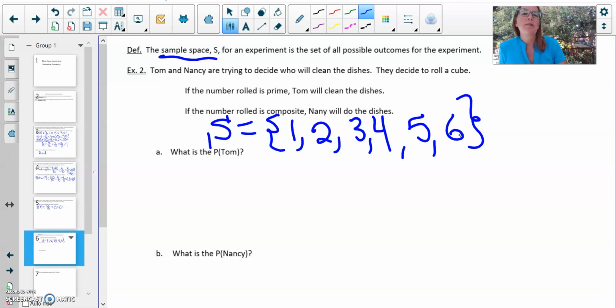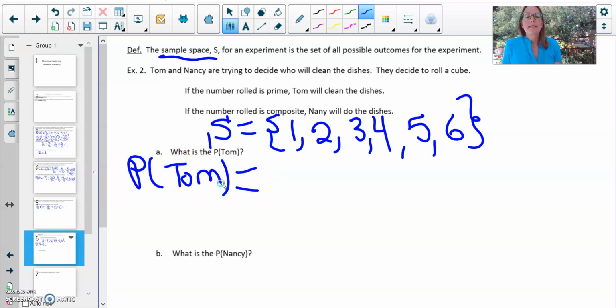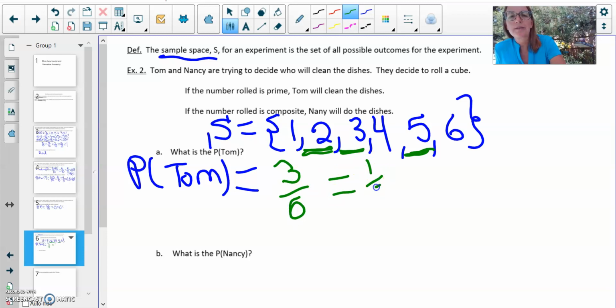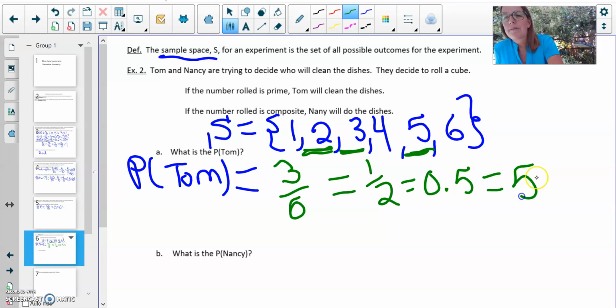So for Tom to do the dishes, that was if we get a prime number. So you have to remember what prime numbers are. Prime numbers are numbers that have exactly two factors. So if I underline it, the number 2 is prime, 3 is prime, and 5 is prime. So the probability of Tom, we underlined 3 out of the 6 total, which is 1/2, 5/10, 50%.